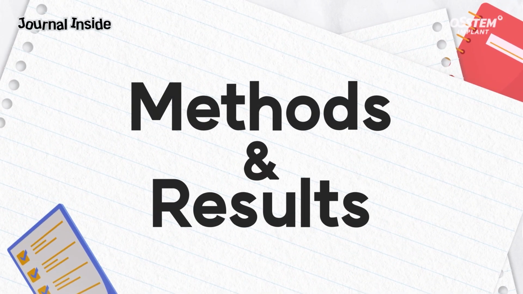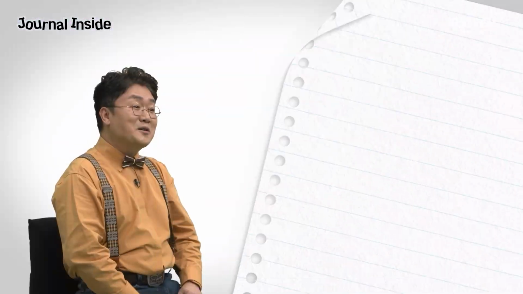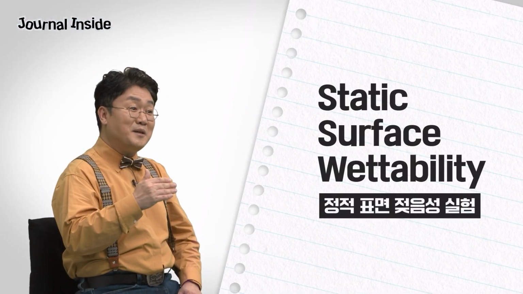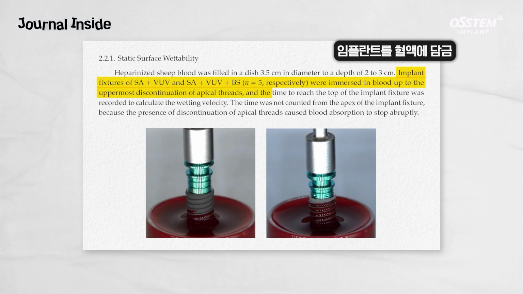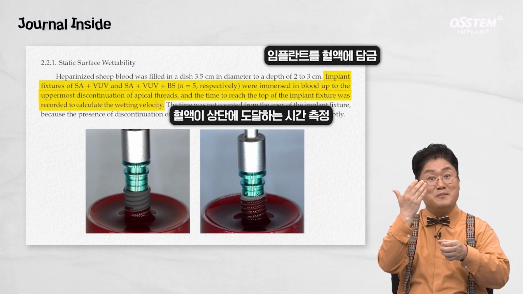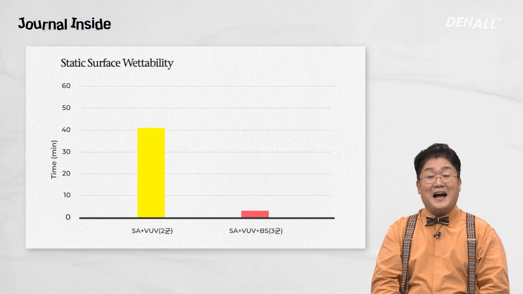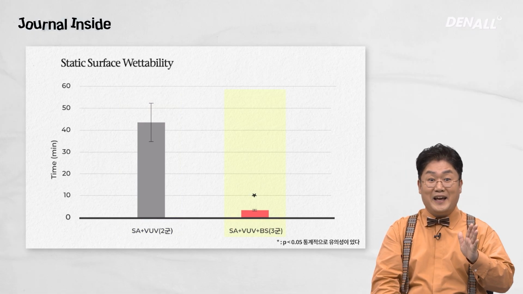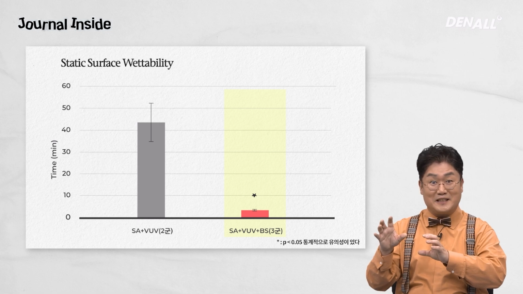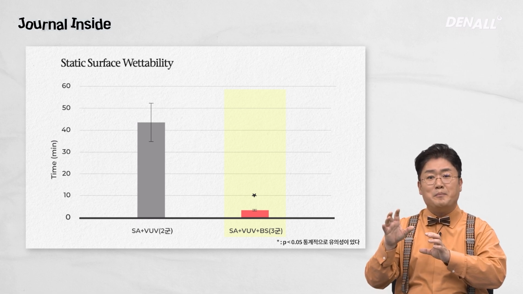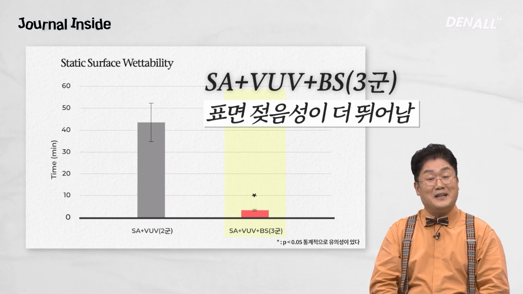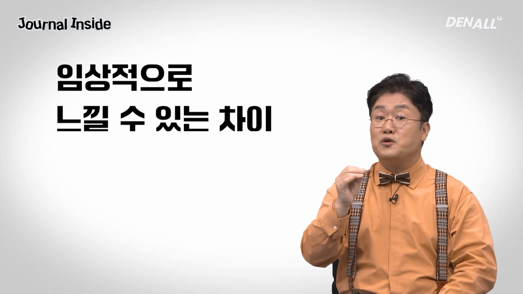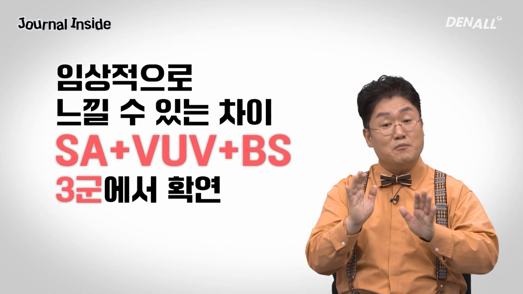Let's take a look at each of the experiments. First, static surface wettability test was conducted to compare Group 2 and Group 3. The implants were immersed in blood to observe how quickly the blood wets the surface. The group immersed in a buffering solution showed significantly faster blood absorption compared to the group treated only with vacuum-UV. This means that it is better in terms of surface wettability. In other words, the clinical difference is most evident in Group 3.